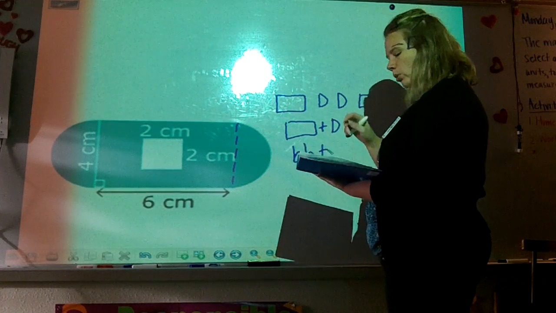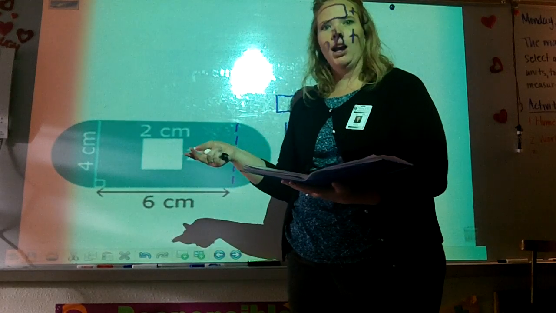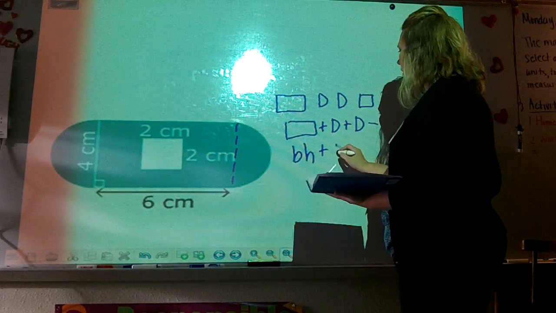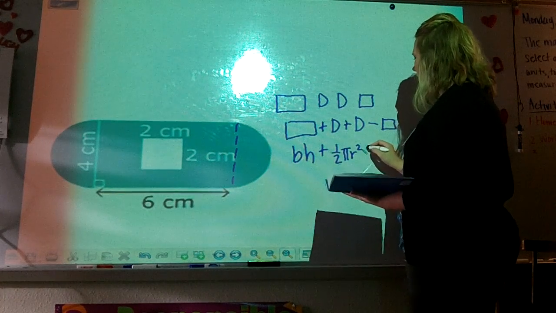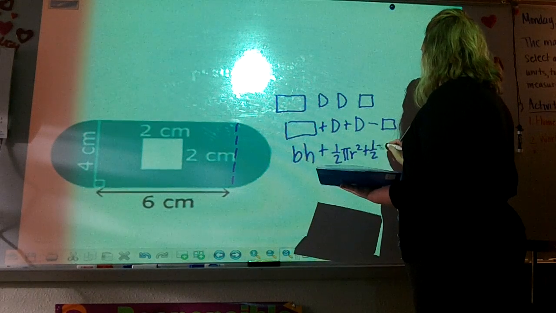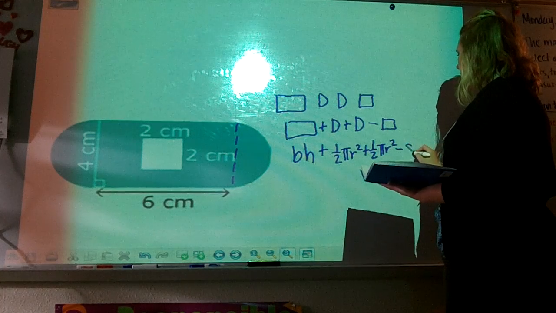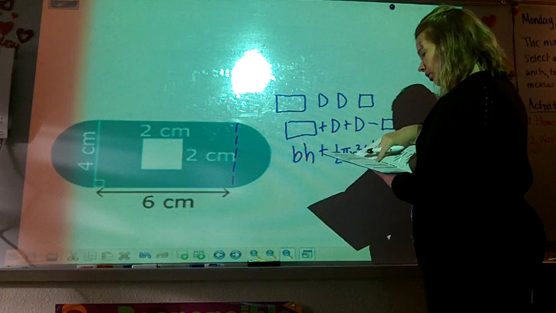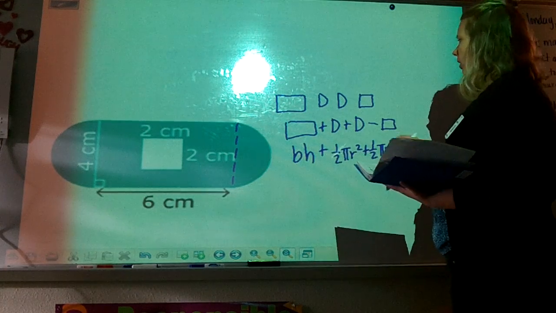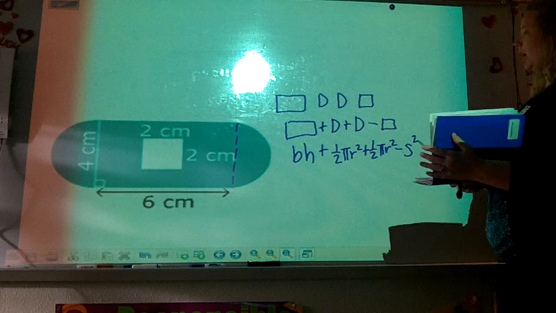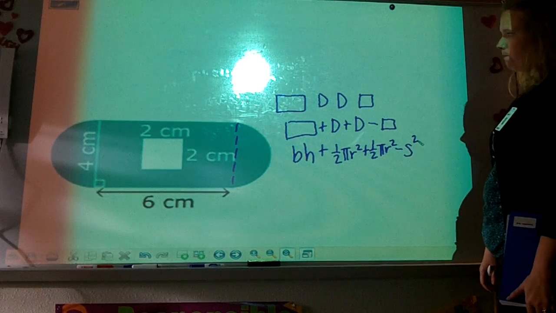Looking at the formula for the area of a circle, it says pi r squared. So in order to find half of that, I just simply divide that by 2, or I can write 1/2 pi r squared. And then I have another one, plus 1/2 pi r squared, minus the area of this square, which the formula is area equals side squared, which I found on the other one. So base times height plus 1/2 pi r squared plus 1/2 pi r squared minus side squared. Okay?